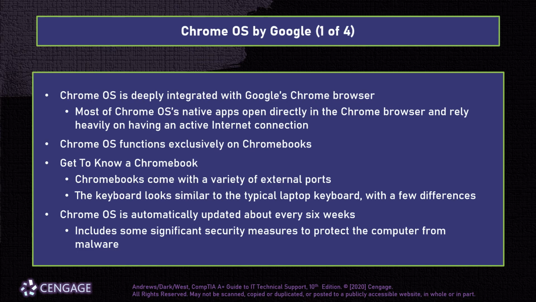Chrome OS is heavily integrated with Google's Chrome browser. That's, of course, a very resource-heavy browser, with a lot of functionality that's possible. Most of Chrome OS's native apps will actually open directly on the Chrome browser itself, and it relies heavily on having an active internet connection. Chromebook is the only place that you're going to find a Chrome OS.